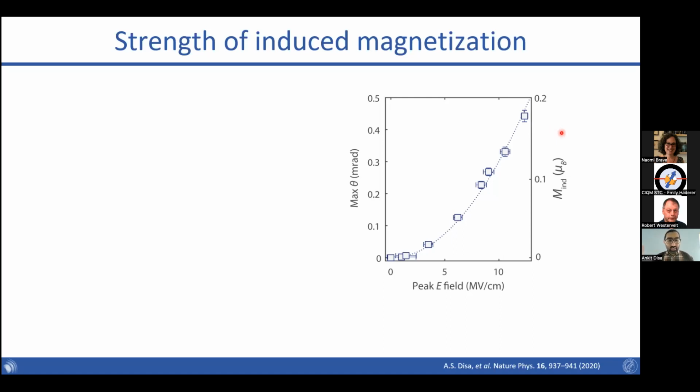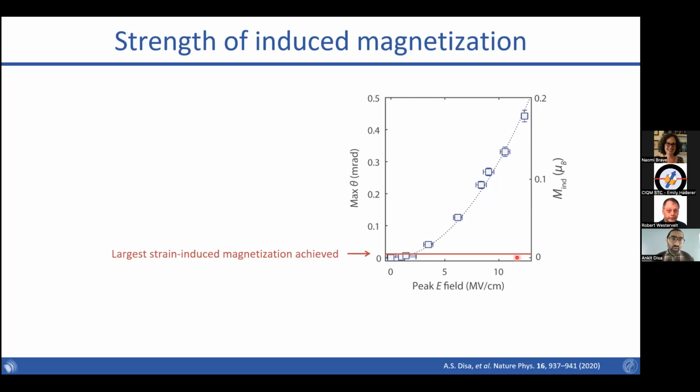So now the obvious question is: is this a big number? Is it something potentially useful, or is it just something fun to do in the lab? Well, we can compare to what was achieved with strain. The largest strain-induced magnetization reported in the literature is only on the order of 5 × 10⁻³ Bohr magnetons per formula unit. So obviously, the effect that we see is much larger than that.